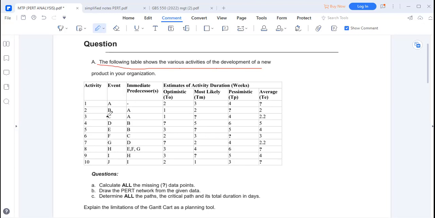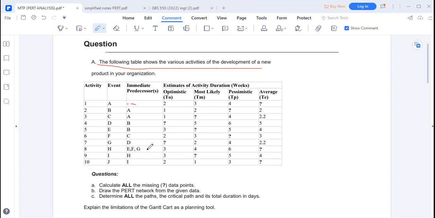Like on activity A, there's a dash, which means there was no activity done before A. After A, there was B, and after A, there was C. After B, there was D, and after B again, there was E. After C, there was F. After D, there was G. Then after E, F, and G, which were done at the same time, there was H. After activity H, there was activity I. Then after I, there was J.